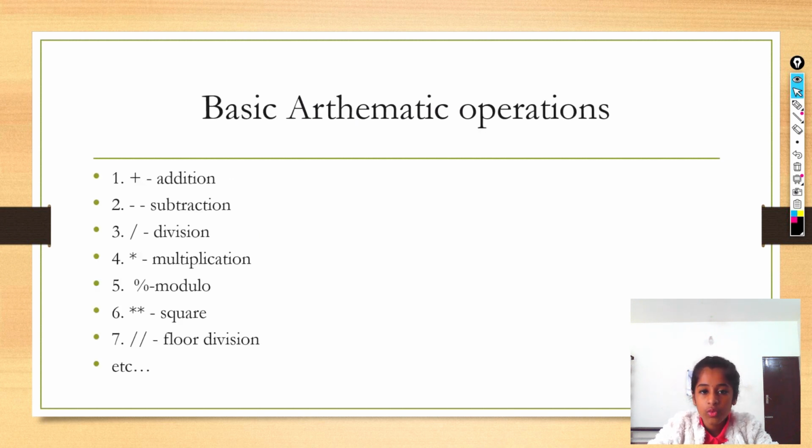Let's see what the basic arithmetic operations are. The first one is addition, the most common operator that we use in Python. And then we have subtraction, division, multiplication, modulo, square, and floor division. And then there's the square.